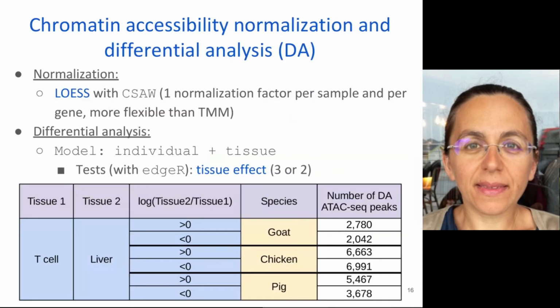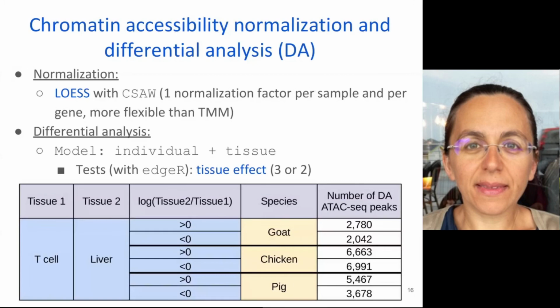Then in slide 16, for chromatin accessibility, we had to normalize the data and perform differential analysis as well. Nathalie Vialaneix helped us a lot with that. She found that EdgeR was not flexible enough with its TMM normalization to be used on ATAC-seq data. So we had to use loess normalization with CSAW because it was more flexible, allowing one normalization factor per sample and per gene. And for the differential analysis, we actually used EdgeR.